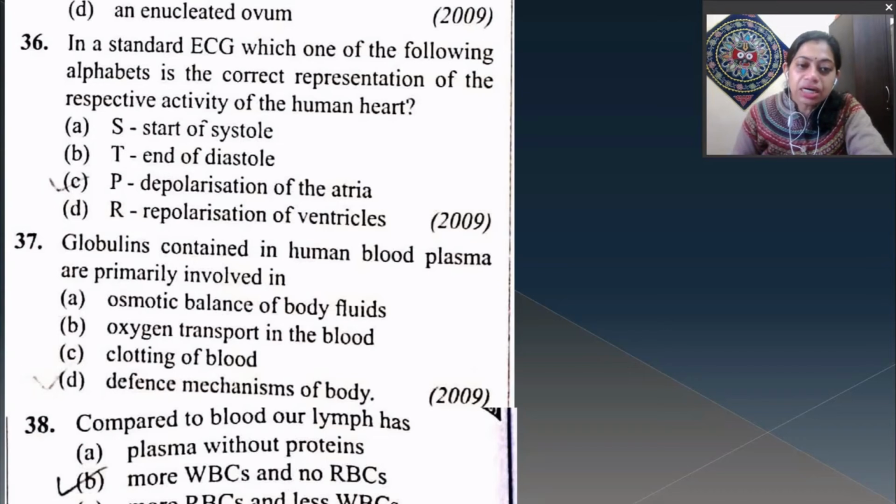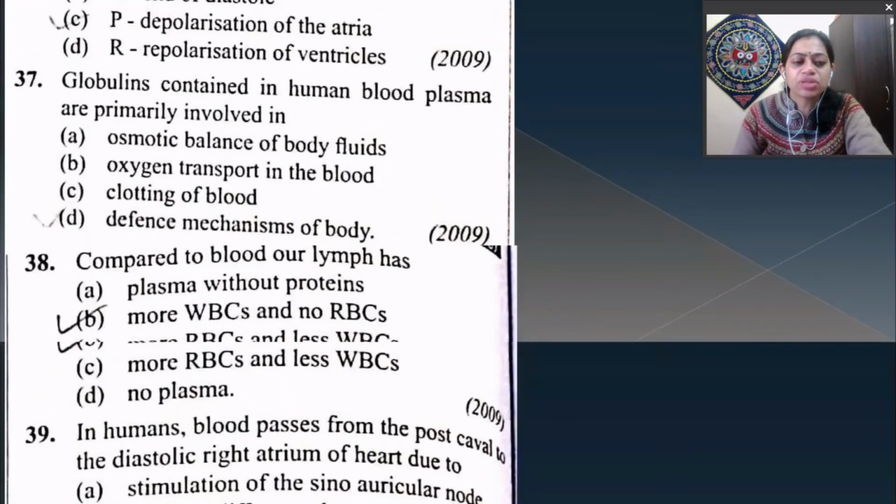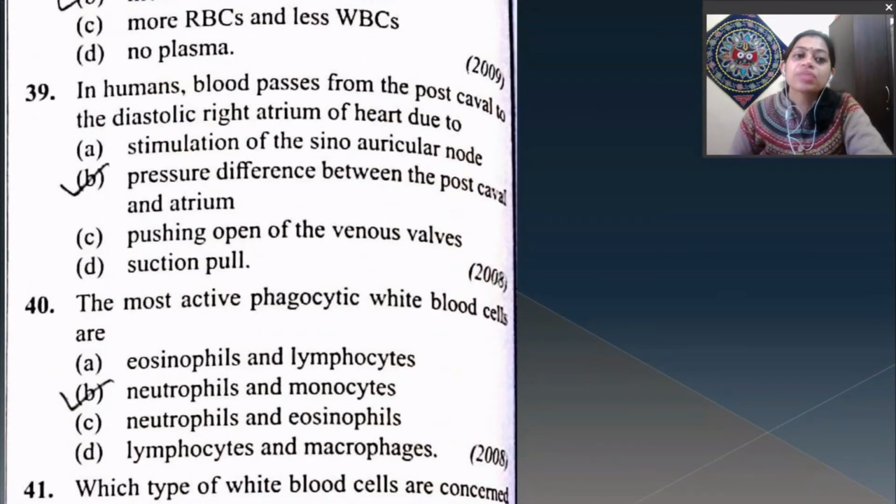Compared to blood, our lymph has plasma without proteins, more WBCs and no RBCs. So lymph में RBCs नहीं होते हैं. Next, more RBCs and less WBCs, ये गलत है, and no plasma. So ये भी गलत. So right option will be B.